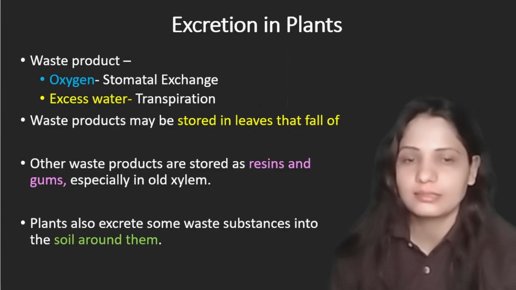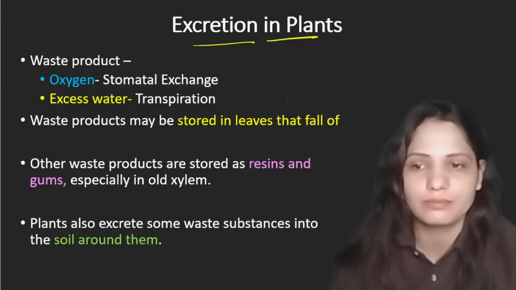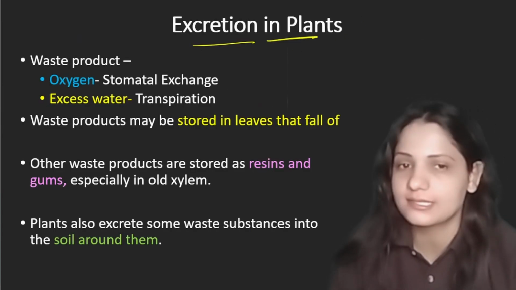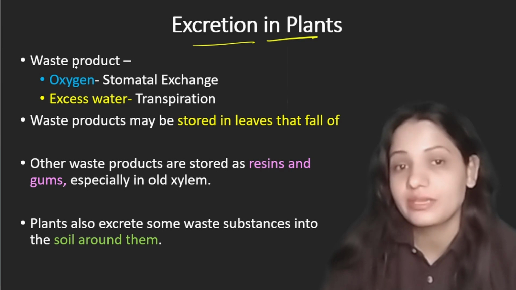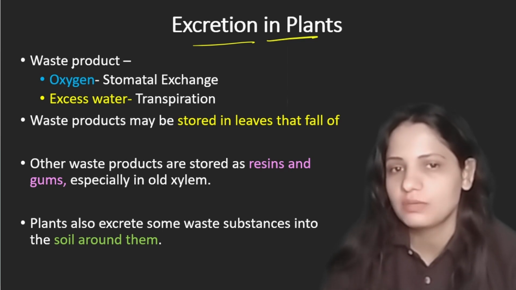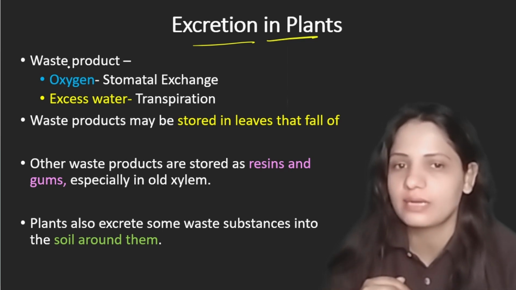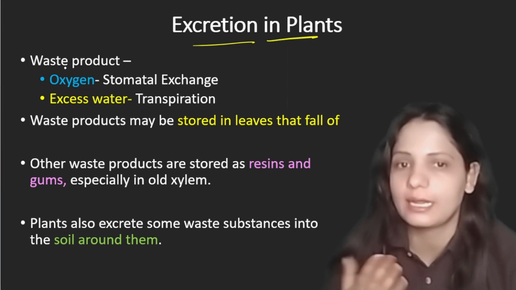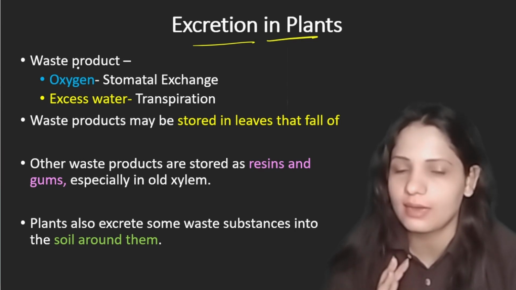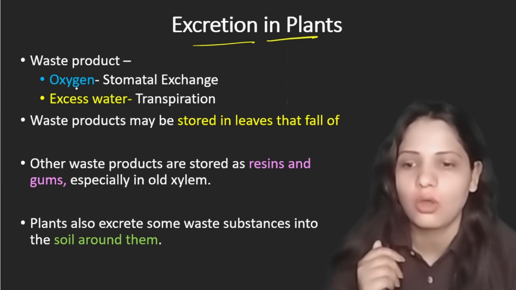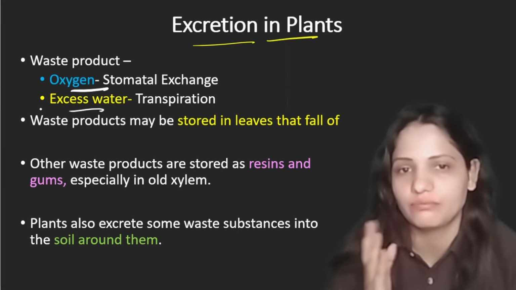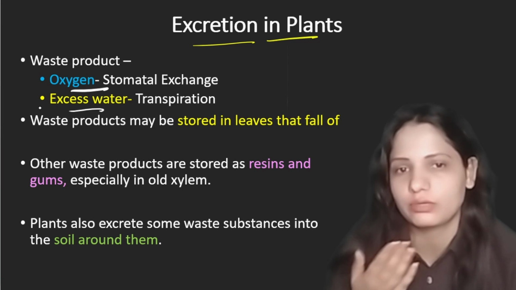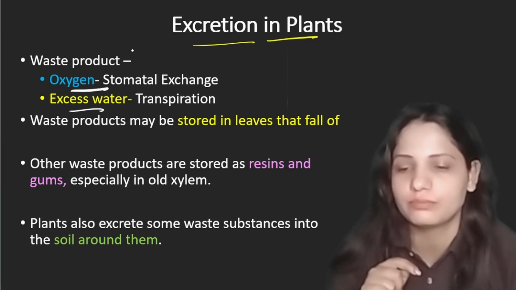Next, we have another very important topic, excretion in plants. Till now, we have covered excretion in humans and excretion in animals. Now in case of plants, what are the waste products? As we have seen, in case of humans, the waste product is nitrogenous waste like urea. But in case of plants, the waste products are oxygen and excess water. This is also a waste product for plants. If water is present in excess amount, then that water has to be removed from the plant's body.